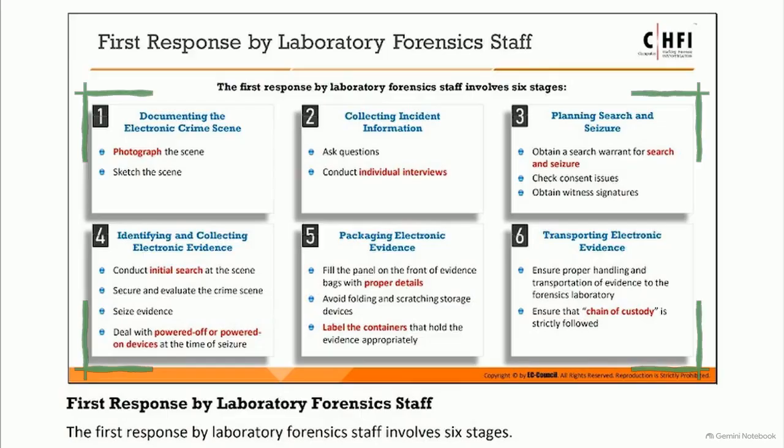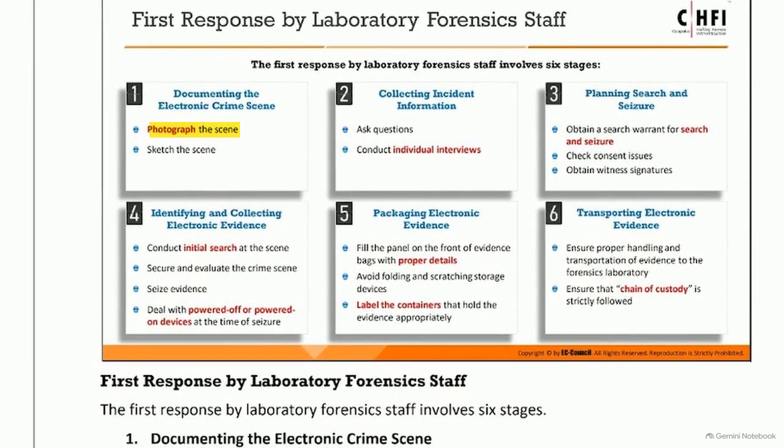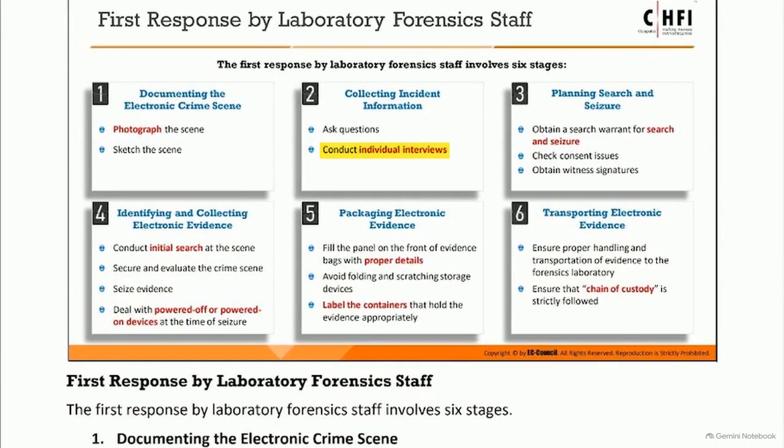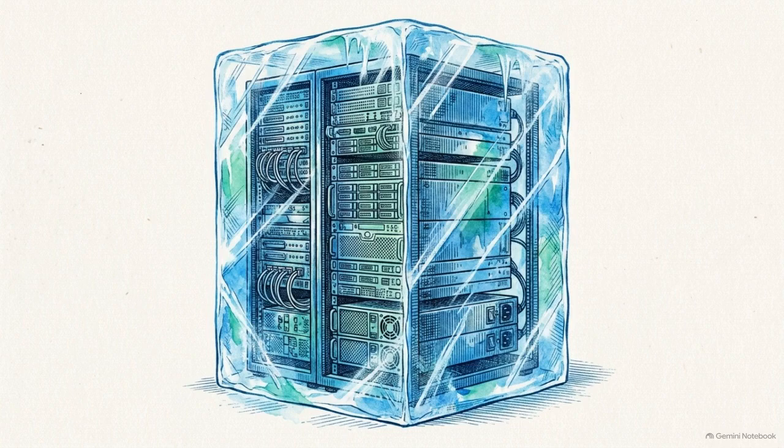When laboratory forensic staff take over, they follow the 6-stage protocol shown in this grid. Stages 1 and 2 require methodically photographing the electronic crime scene and conducting individual interviews to gather preliminary information. No investigator attempts to extract data from the hardware at this point. The first responder's mandate is preservation, not resolution. Their objective is to freeze the digital and physical scene exactly as it was found.